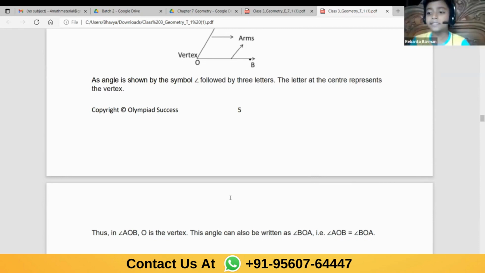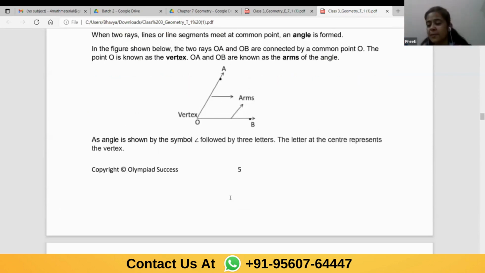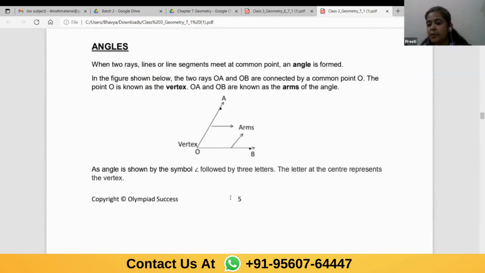And ma'am, the vertex is the point where the angle is ending. No, that is what I was trying to explain, and I was saying, Rebanta, don't jump to the complex things. Can you repeat?